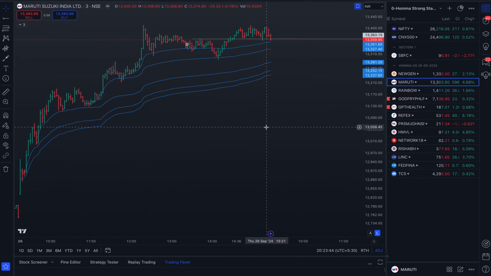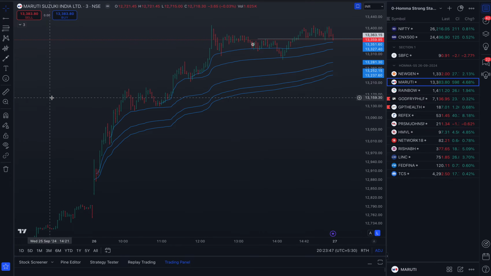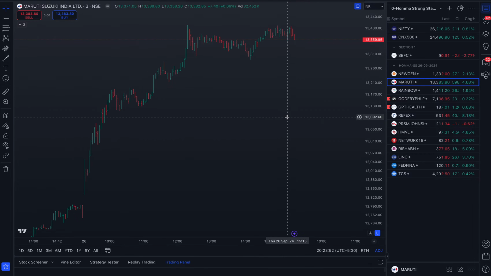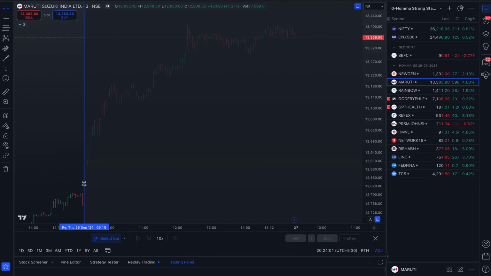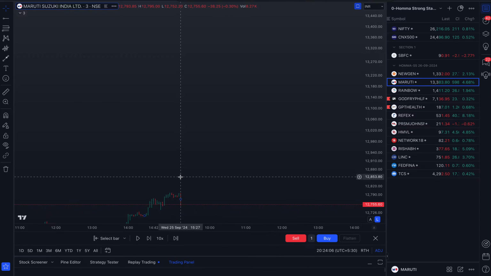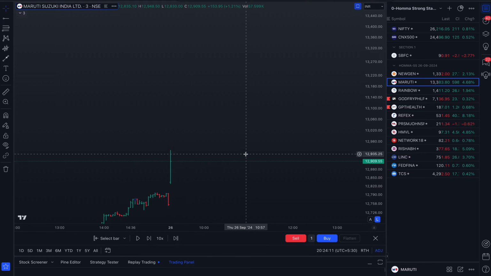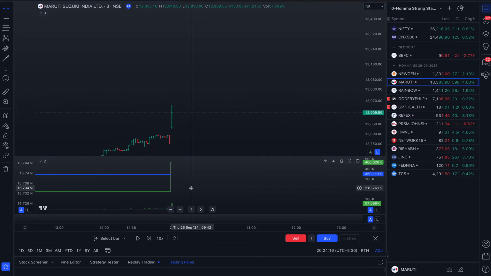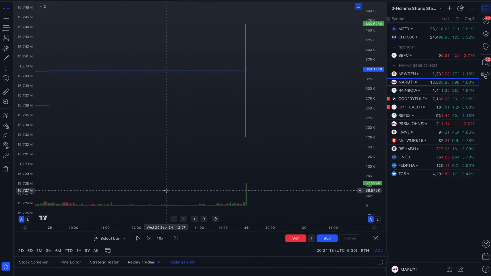So another example I'll give you today is Maruti. And in Maruti, this thing plays out very beautifully, is what I'm trying to say. So let's play this out on replay. So this is the 3:27 candle yesterday. So we have Maruti, first 3 minute candle. I think volumes were also very high. You can see that the volume was very high.